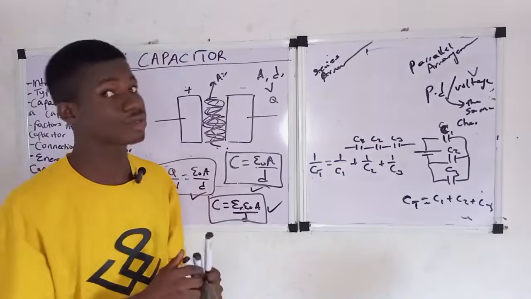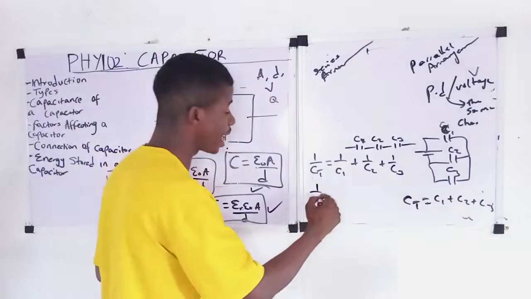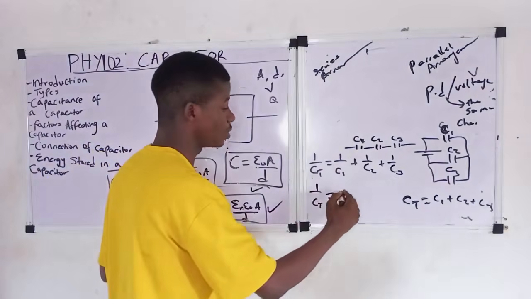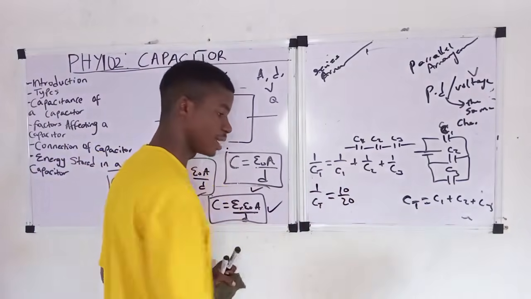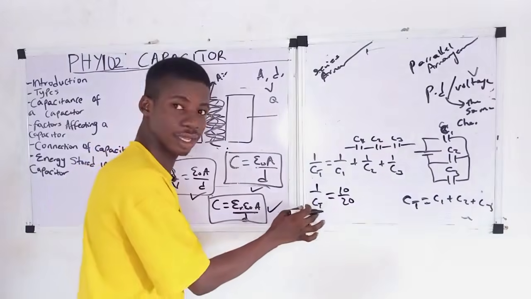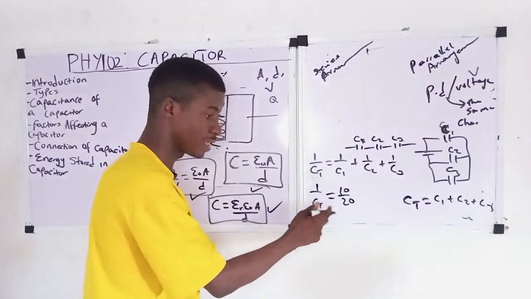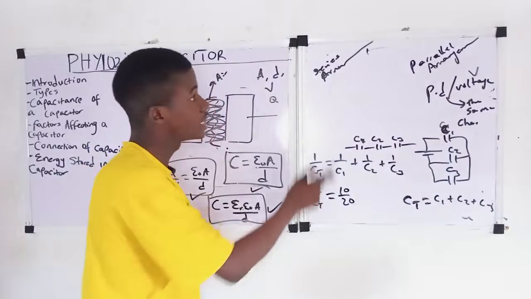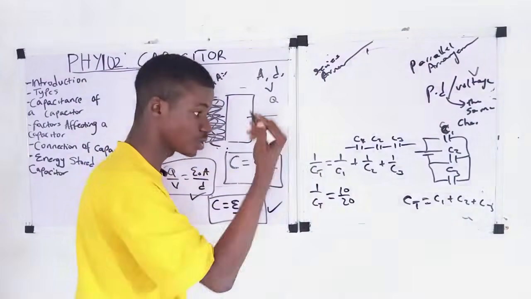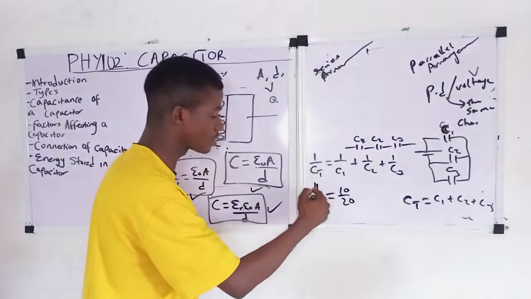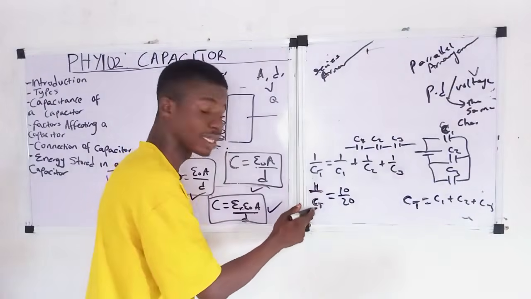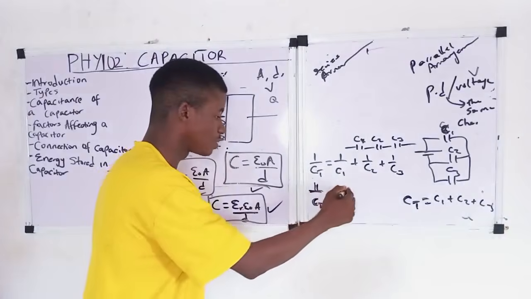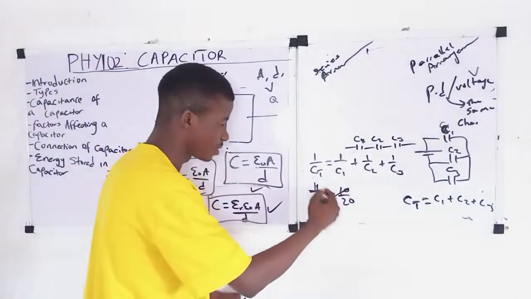Okay, so I want to tell you guys something. Now let's say you do everything and you get, let's say, 10 over 20, and this is not your final answer. Remember, we're looking for CT, in series arrangement. So when you get something like this, this is not your final answer. We are looking for CT, not 1 over CT. So what are you going to do? You cross multiply.